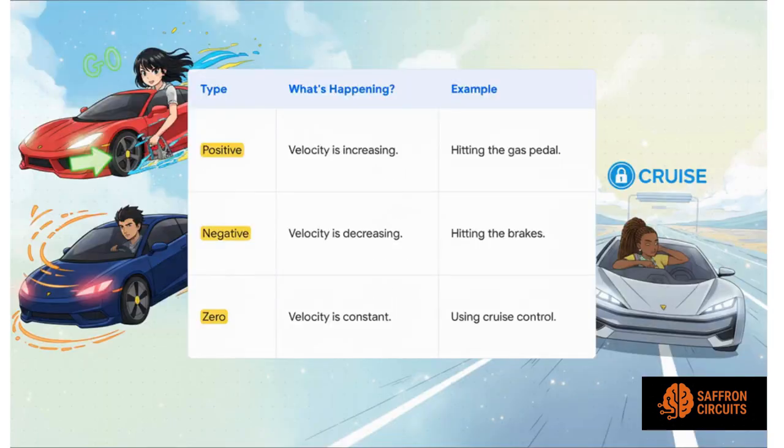That's it. And acceleration basically comes in 3 flavors. Positive is what you'd expect. You're speeding up, hitting the gas. Negative acceleration is just a fancy way of saying you're slowing down, hitting the brakes. And the one that sometimes trips people up is zero acceleration. That just means nothing is changing. Your velocity is constant. Your own cruise control, just cruising.